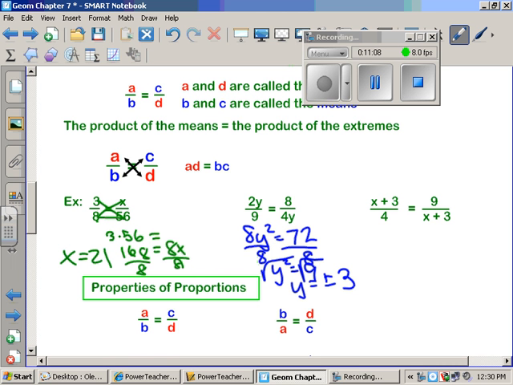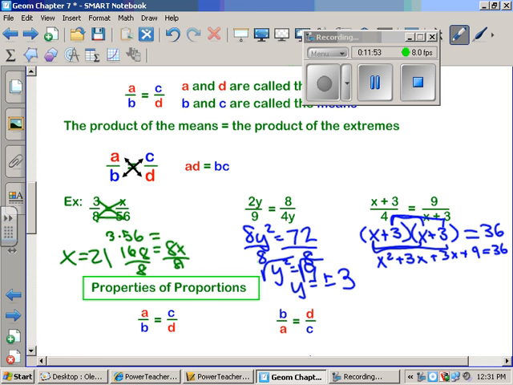Okay? And for this one, same thing. I'm going to multiply my means and my extremes. So I get x plus 3 times x plus 3. And that's going to equal 4 times 9, or 36. Okay? What do I do to solve for that? What's the little acronym I use to multiply two binomials? FOIL. Awesome. So I do first, which is x times x, outer, which is x times 3, inner, which is 3 times x, and last, which is 3 times 3.